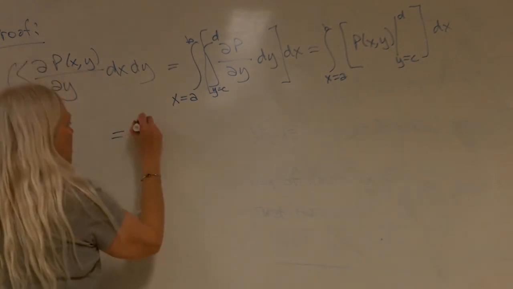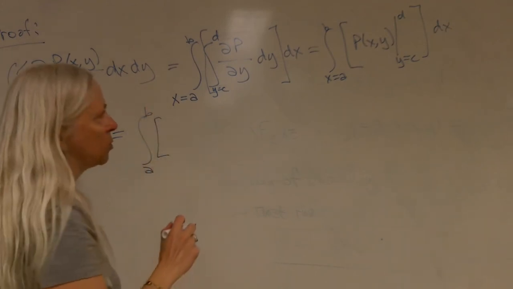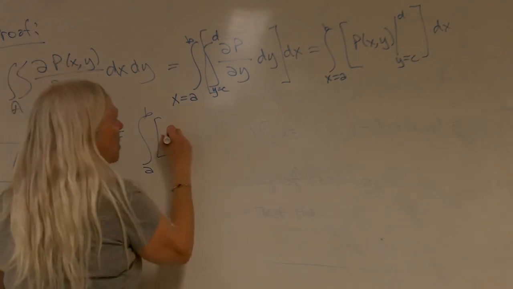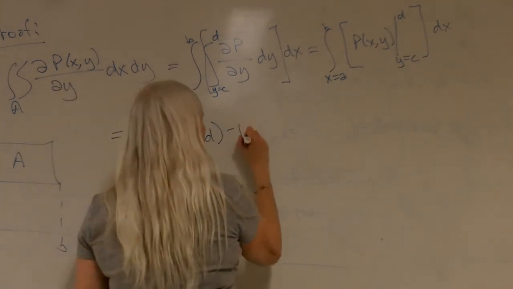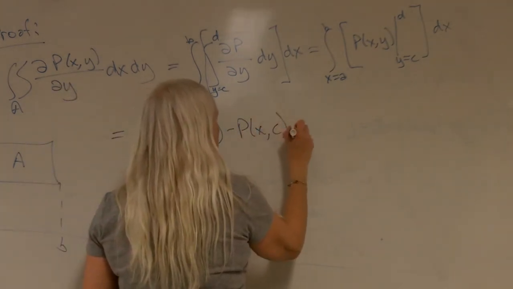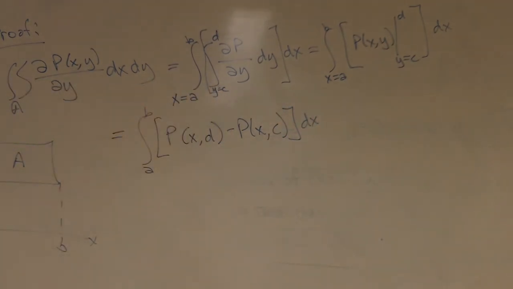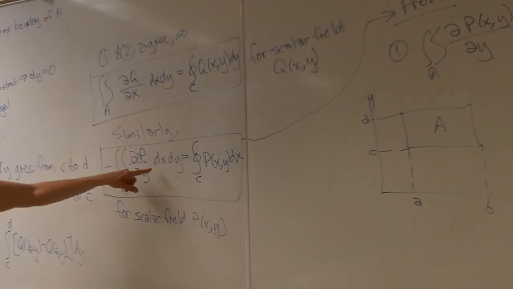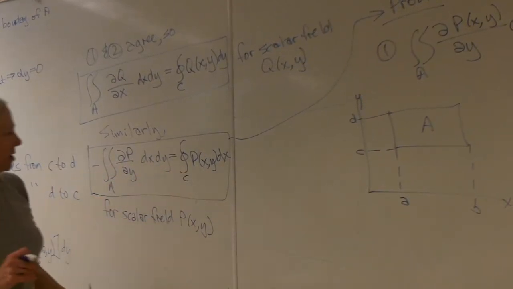Okay, so inside the square brackets, when we evaluate p at the limits, we'll have p of x and d from the upper limit minus p of x, comma c at the lower limit. Okay? So that's what we get from doing that integral. And then for comparison, notice what I just evaluated there for number one is the left-hand side here, except I've left out the minus sign. Let's evaluate the right-hand side now.